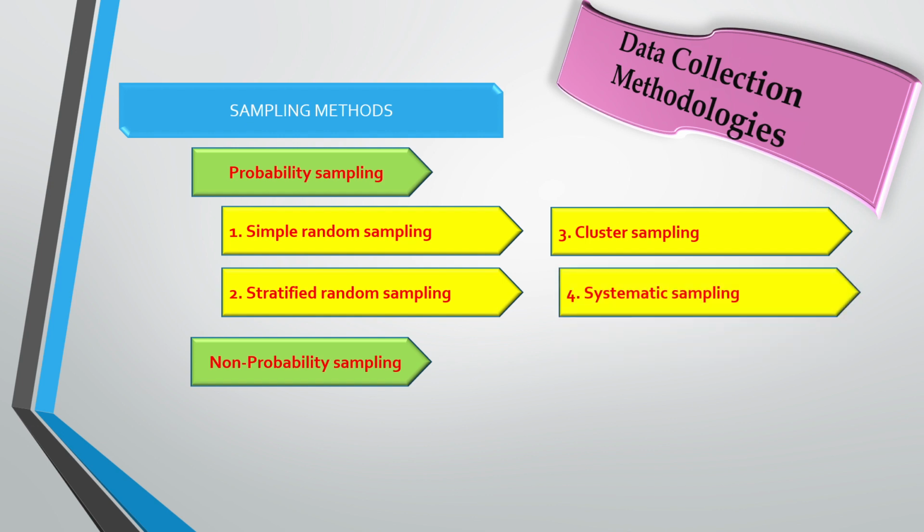And lastly, for probability sampling, we have systematic sampling. Systematic sampling is a technique where the starting point of the sample is chosen randomly and all the other elements are chosen using a fixed interval. This interval is calculated by dividing the population size by the target sample size.